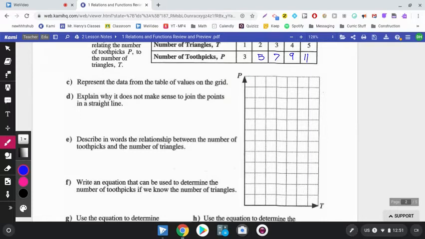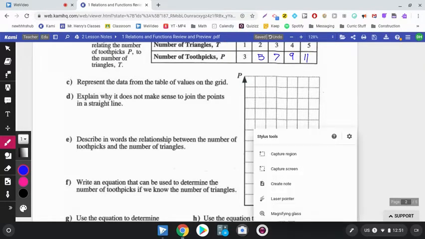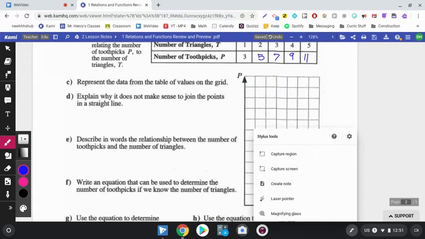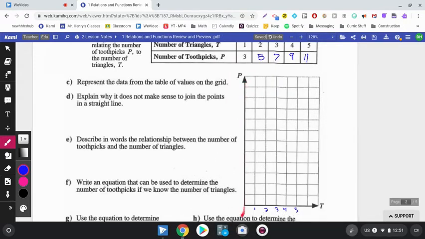Okay, well, I'm going to label the number of triangles. I could have 1, 2, 3, 4, or 5, and then it's going to keep going and going. Then for the number of toothpicks, we're going to go up the side here. And I have to figure out an appropriate scale so that I could put 3 and 5 and 7 and 9 and 11. I have to figure out how I'm going to show those.